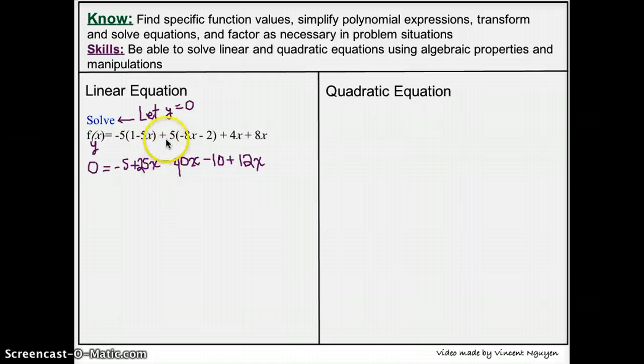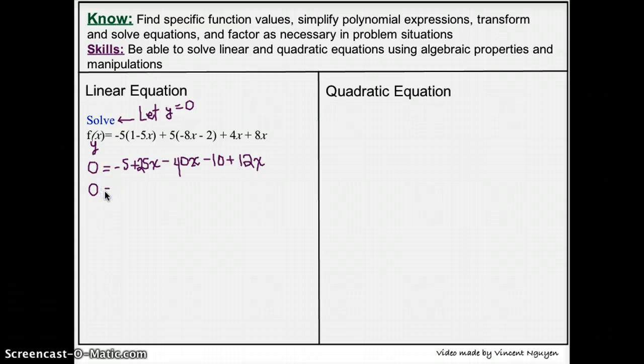And then positive 5 times negative 8x. Be very careful. Positive 5 times negative 8 gives you negative 40x. Okay. And then positive 5 times negative 2 will give me negative 10. And then lastly, the two x terms here, 4x and 8x, I just went ahead and combined, and I got 12x. Okay. Now I can further combine this right side of the equation.